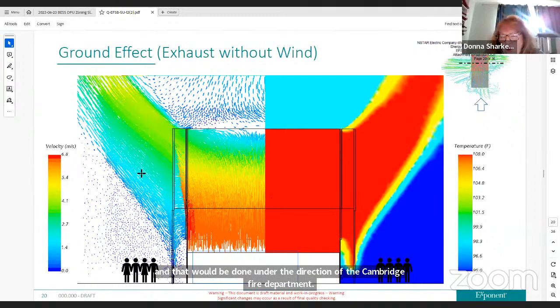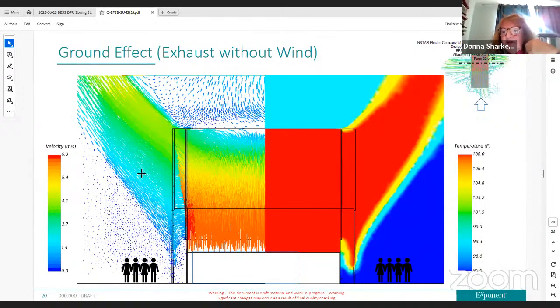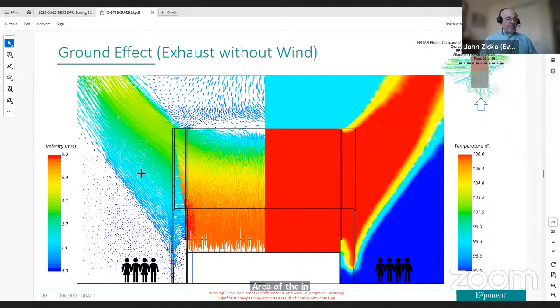So is it correct then that it would not be vented through these same exhaust stacks if there were to be, as part of the evacuation system, a need for the smoke to be vented to clear the area of the substation in which the fire was located? So any smoke that is the result of a fire within a given space would be vented only manually. It would come out at a much lower velocity than what we see depicted here. And that manual activation of that system would be done under the direction of the Cambridge Fire Department.